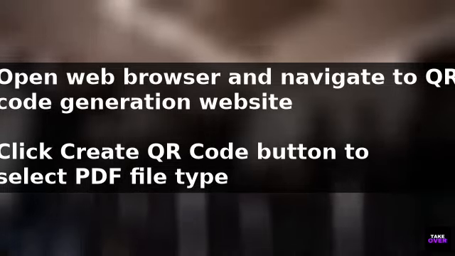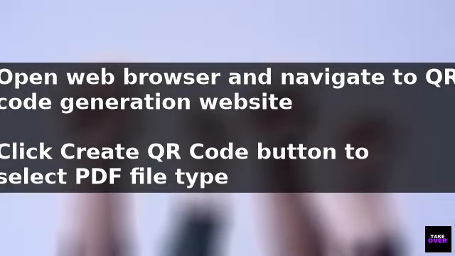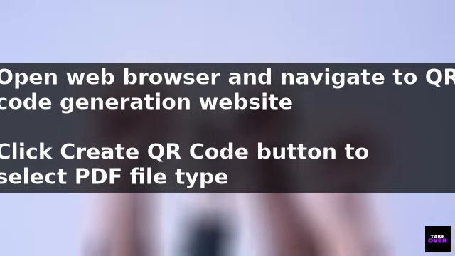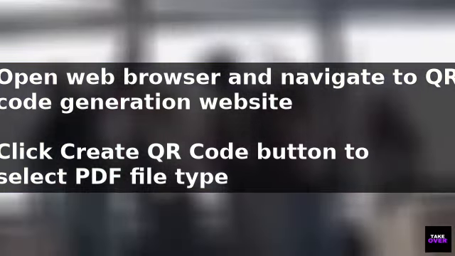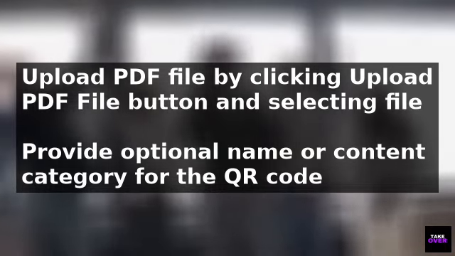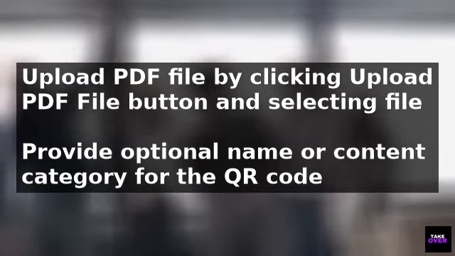To create a QR code for a PDF, start by opening your web browser and navigating to a QR code generation website, such as me-qr.com. Click the Create QR Code button on the main page, which will take you to a new screen where you can select the PDF file type.